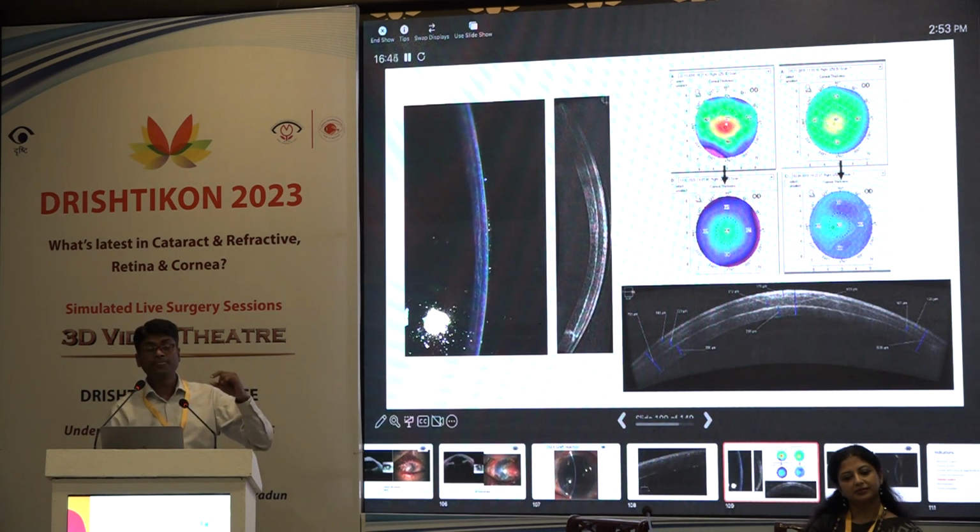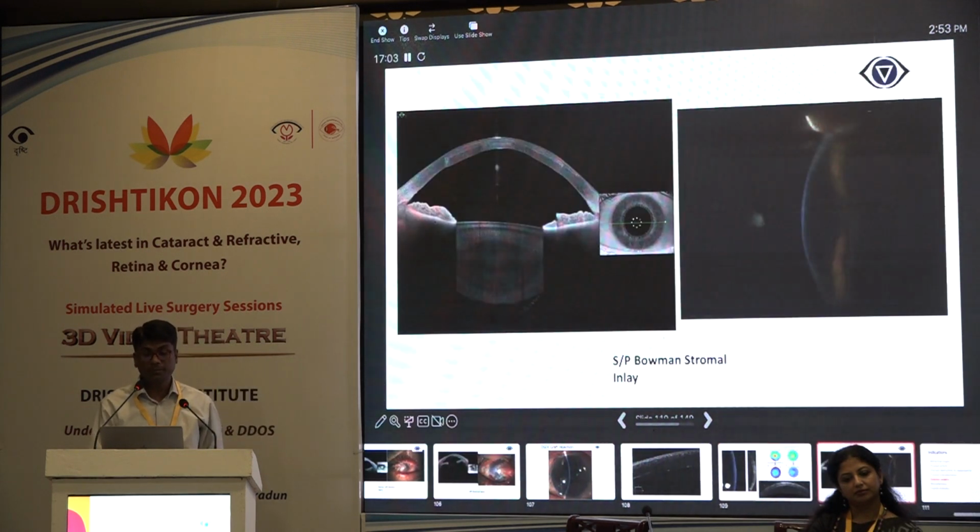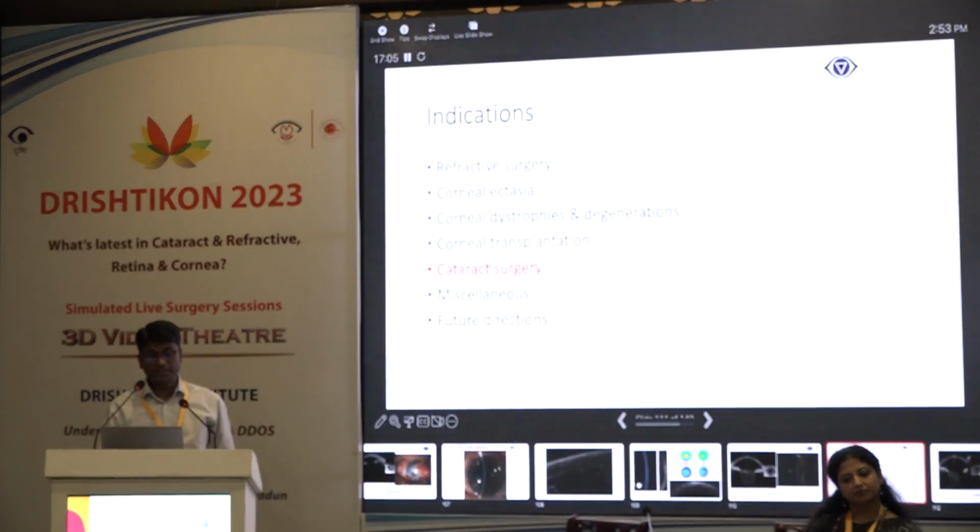Suppose you have a keratoconus cornea of 350 microns, you can put another Bowman and anterior stroma, maybe 200 microns, and increase the thickness of that cornea. This is a patient of Bowman stromal inlay that we have done recently, and you can see how thick it is, all those things you can plan. Bowman stromal inlay, another patient.